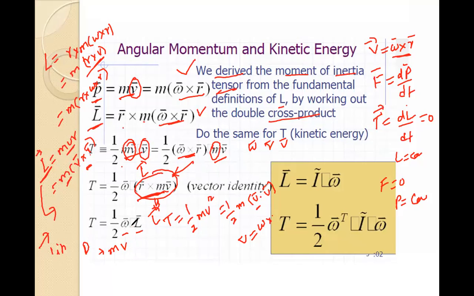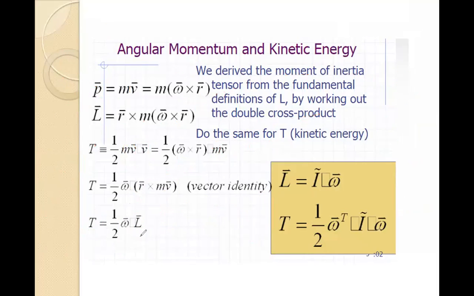Actually, I should write it as a dot product, because kinetic energy is a scalar quantity. And here also there should be a dot. A scalar product is always the dot product of two vectors. This is very important. Someone asked what is the relation between angular momentum L, angular velocity omega, and kinetic energy T. This is the relation that explains it: T is 1 by 2 omega dot L.